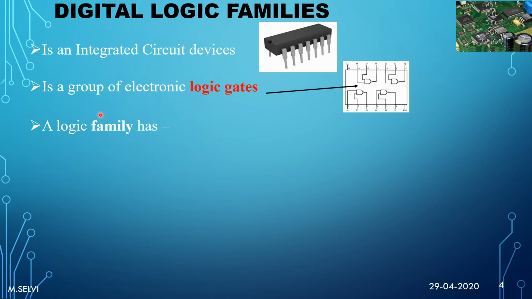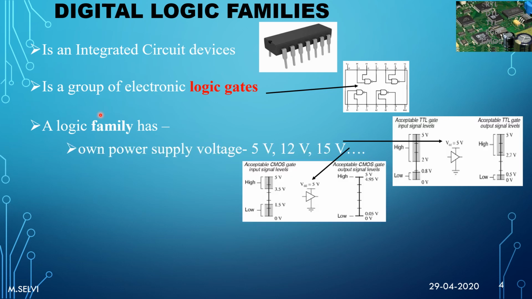And the logic family is defined as the one which has its own power supply, say 5 volt, 12 volt or 15 volt. Generally the digital logic ICs will use a 5 volt power supply, and some distinct logic levels are defined for each family. Say here this TTL logic family is given, for which the low level is defined between 0 volt to 0.8 volt and high voltage is defined between 2 volt to 5 volt.